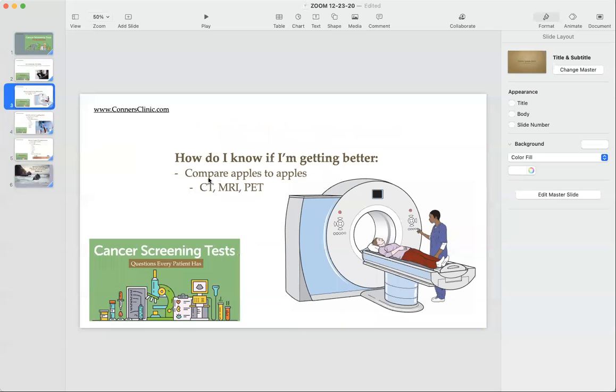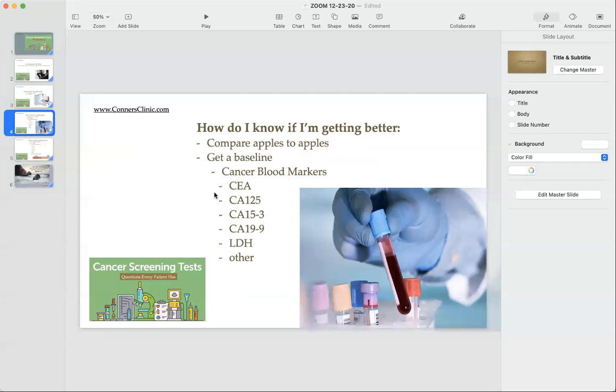If this is your only baseline, a CT or MRI or PET scan that diagnosed your cancer in the first place, and you have nothing else to go off of, then you're bound to have to do those things again to see if you're progressing in the direction that you want to progress in. So getting a baseline with something else is beneficial.